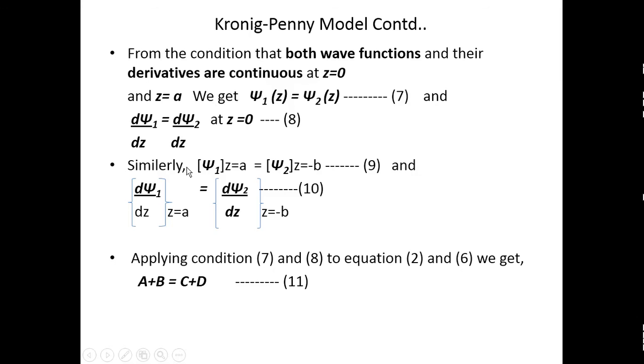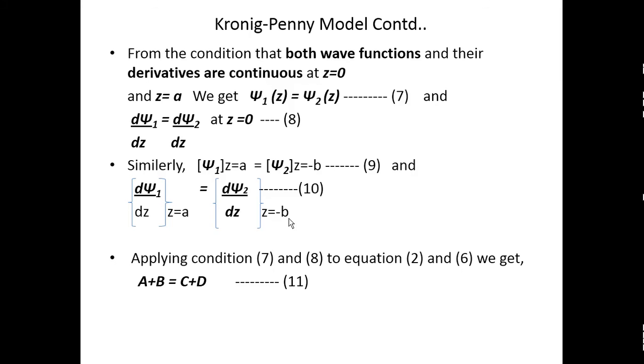And similarly, xi1 at z equal to a is equal to xi2 at z equal to minus b, where instead of a, we can rearrange this equation by taking z equal to minus b. In that case, d xi1 by dz when z is equal to a is equal to d xi2 by dz when z is equal to minus b.